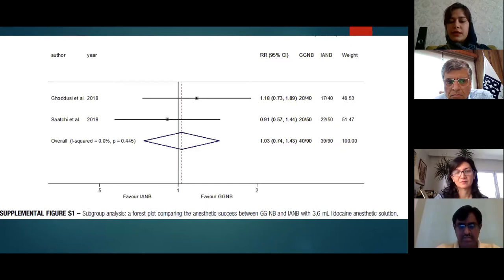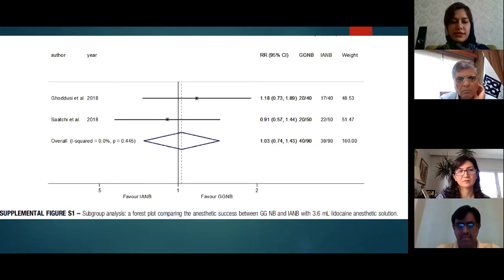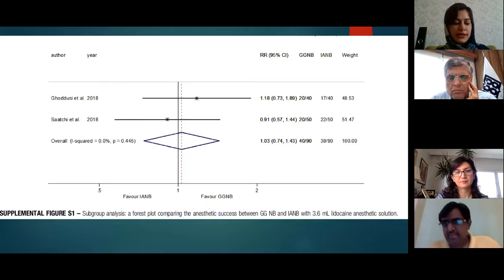As you can see, 3.6 milliliter lidocaine was used in both of these articles. As you can see, there is no significant difference between Gow-Gates and inferior alveolar nerve block when this volume of lidocaine is used, which is similar to the primary analysis. This subgroup analysis is not performed in the other subgroups because of the limited number of studies.